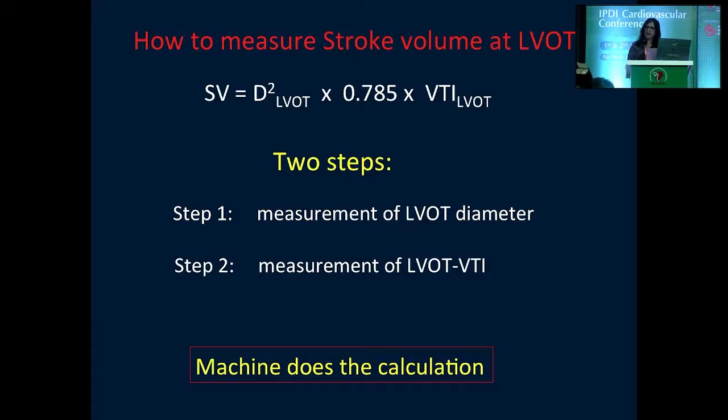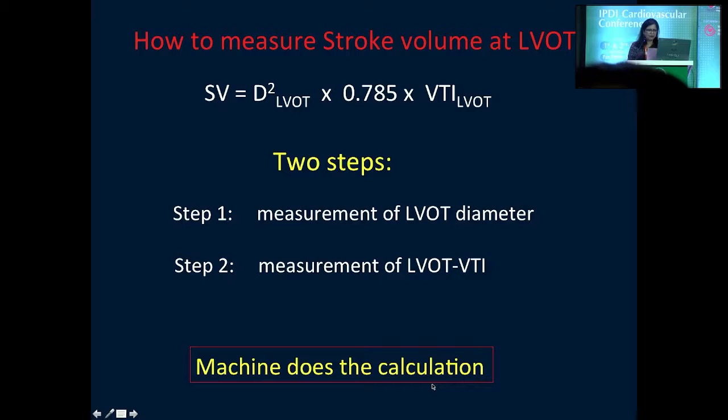Now, even if you don't remember the nitty-gritty of the equations, let us see how we measure the stroke volume at LVOT. It's just in 2 steps. We can measure in each and every patient. In step 1, we measure the LVOT diameter, and in step 2, we measure the LVOT VTI. The machine does the rest of the calculation.